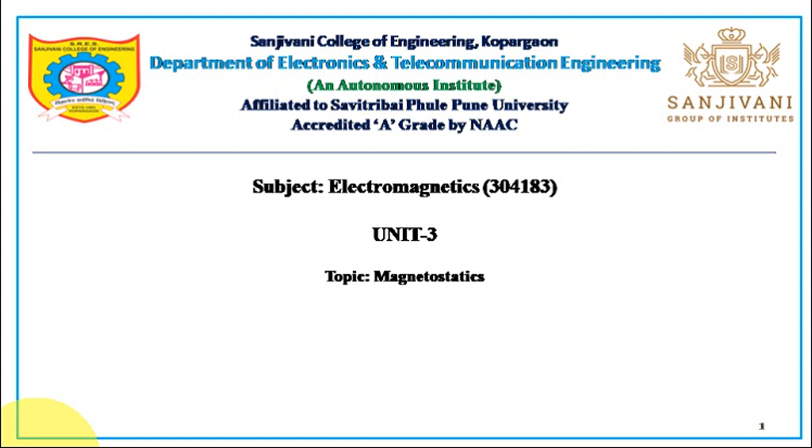H bar is equal to I by 4 pi rho, cos alpha 2 minus cos alpha 1, a phi bar, where alpha 2 and alpha 1 are the angles made by the end point of the current distribution and the start point of the current distribution. Alpha 1 is always taken as the outer angle, alpha 2 is always taken as the inner angle. Then we solved one numerical also. One numerical was given to you as an exercise.